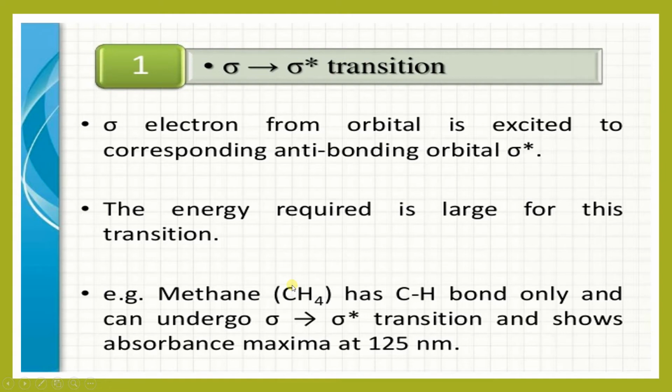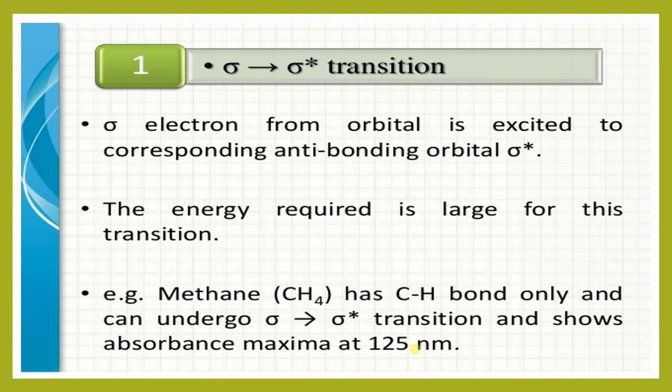For example, saturated hydrocarbons like methane have only C-H bonds, and they can undergo sigma to sigma star transition, showing an absorbance maximum at 125 nanometers.